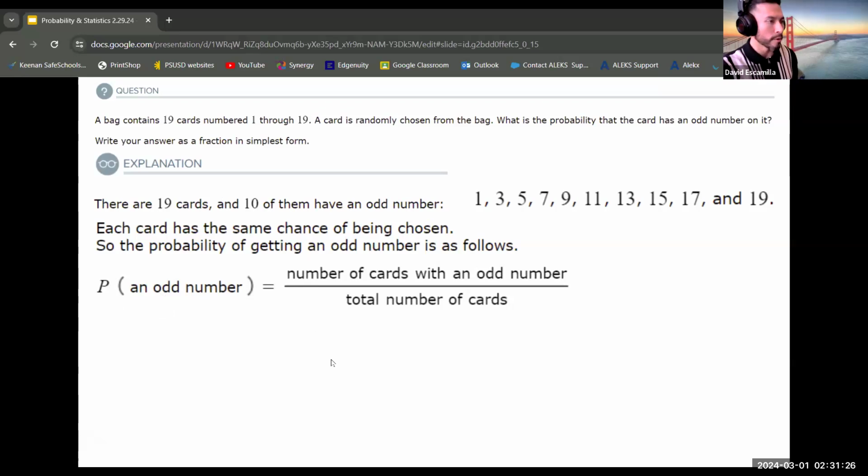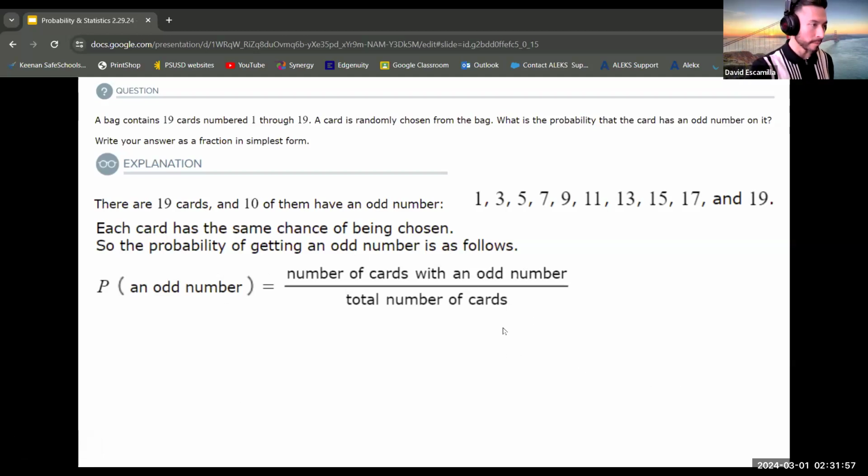The formula that we're going to use is we're going to divide the number of cards with an odd number by the total number of cards. This formula is not universal. I want you to know that. We reviewed the formula for the range and the way that we find the mode. When it comes to probability, it is not possible to give you a general formula. You always have to read the problem.